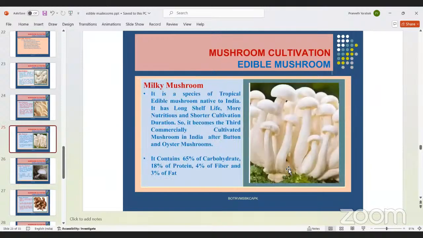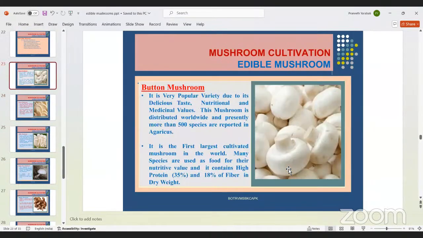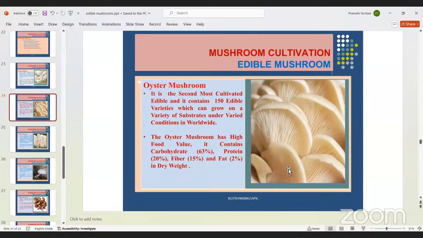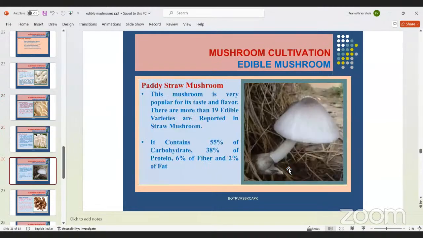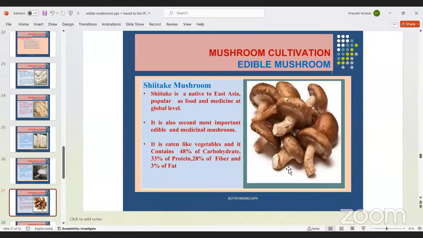So here when we observe this, the shape and size of the mushrooms also vary. It has a short stalk in button mushroom. Here, these are the oyster mushrooms, with a long stalk. So based on the shape, we can identify the type of mushroom.